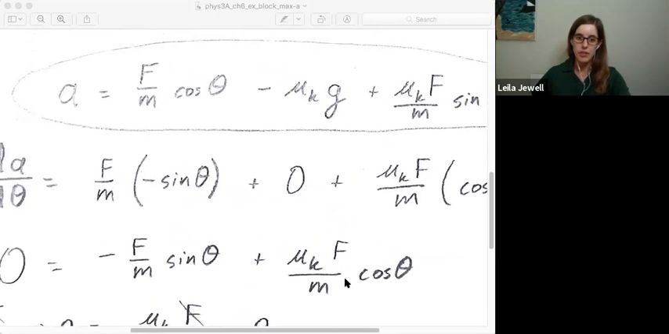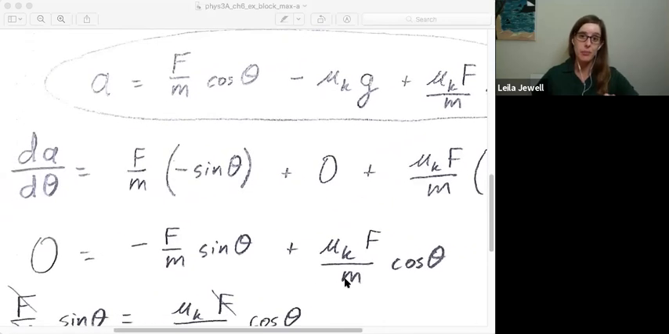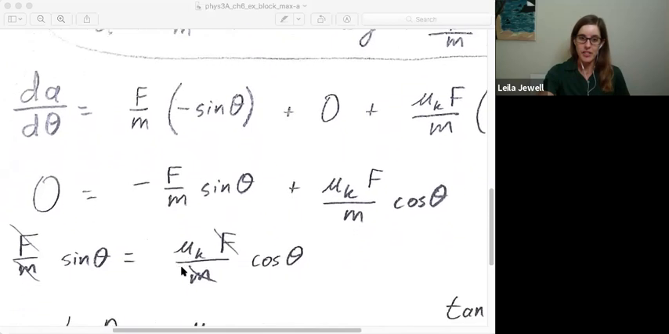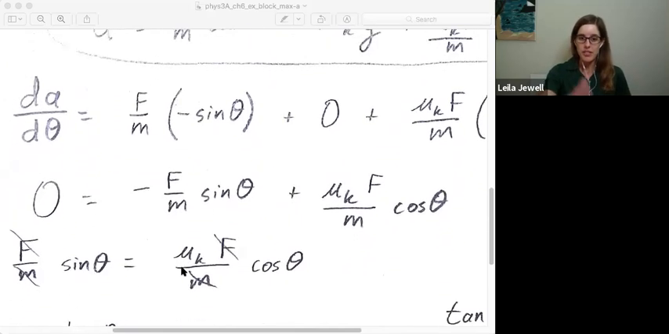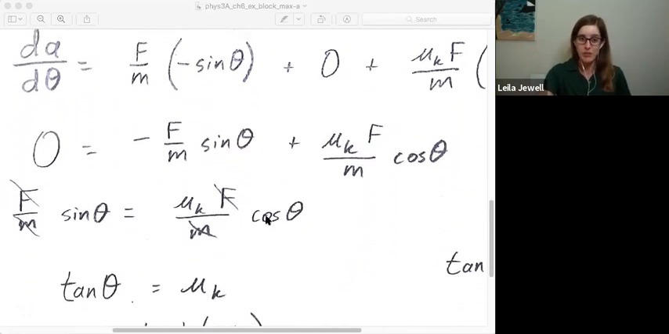So we get to this relatively simple expression, and it becomes even simpler when we remember that we're setting the derivative equal to 0. With the derivative equal to 0, we can add this F over m sine of theta to the other side, and we notice that both sides have this force divided by mass. So we can cancel that out too, and if we divide the sine of theta over the cosine of theta, remember sine of theta divided by cosine of theta is tangent of theta. So tangent of theta is equal to mu k.